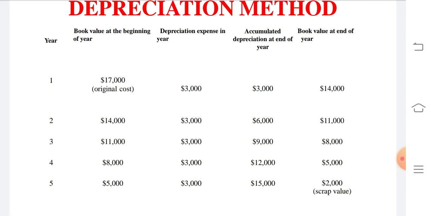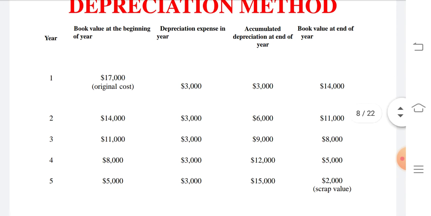So the book value at the end of the third year, or the starting of the fourth year, is 8,000. In the fourth year, again there is 3,000 rupees of depreciation, which is subtracted from 8,000, yielding 5,000 as the book value at the end of the fourth year, or the beginning of the fifth year. In the last year, again there is a depreciation of 3,000 rupees, so 5,000 minus 3,000 gives 2,000, which is the book value at the end of the last year, or the end of its lifetime period. So it is the same as the scrap value.